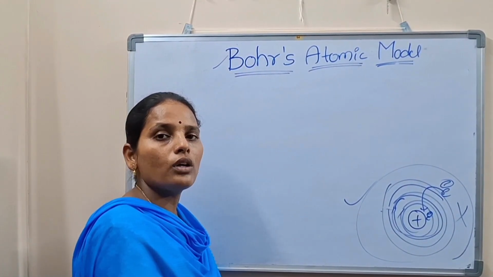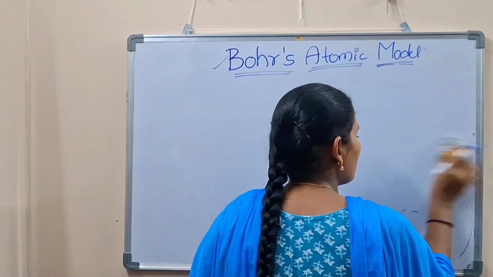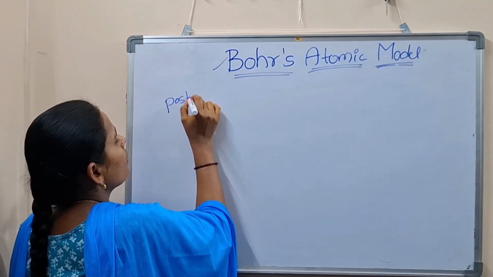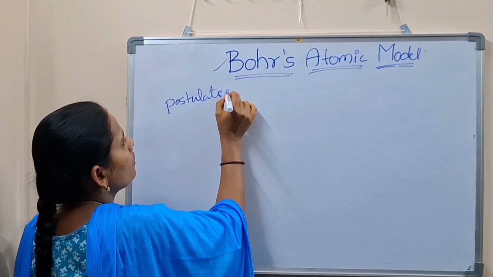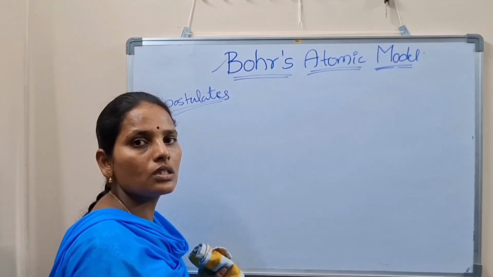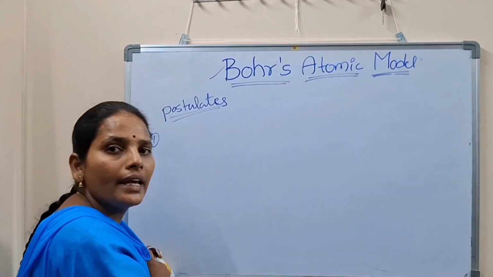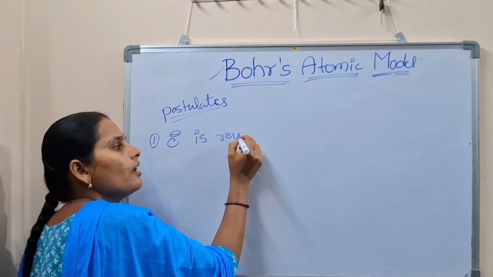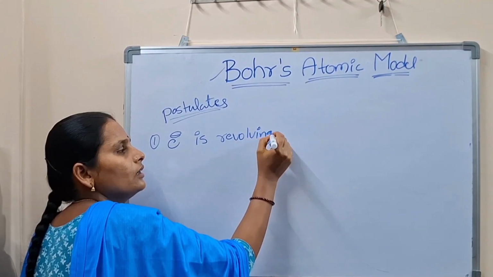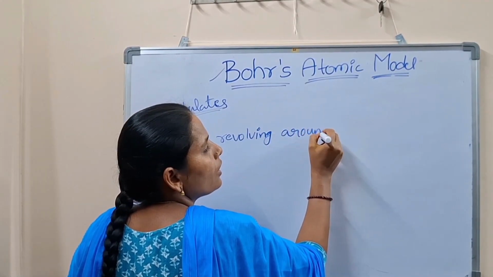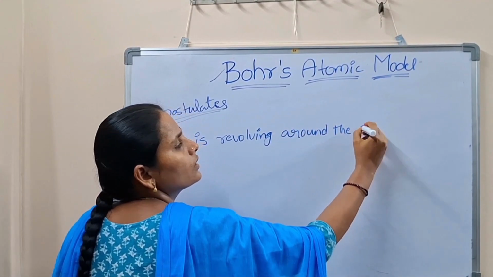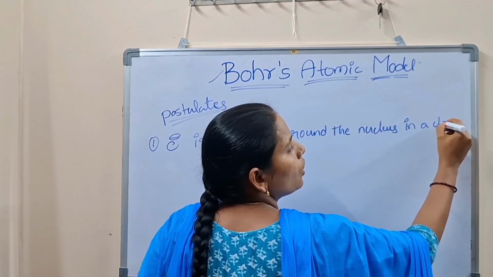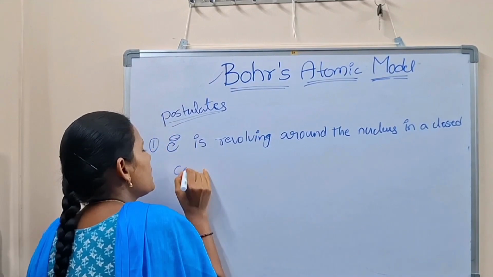Let's see the postulates of Bohr's atomic model. What are the postulates? The first postulate is: the electron is revolving around the nucleus in closed circular paths.